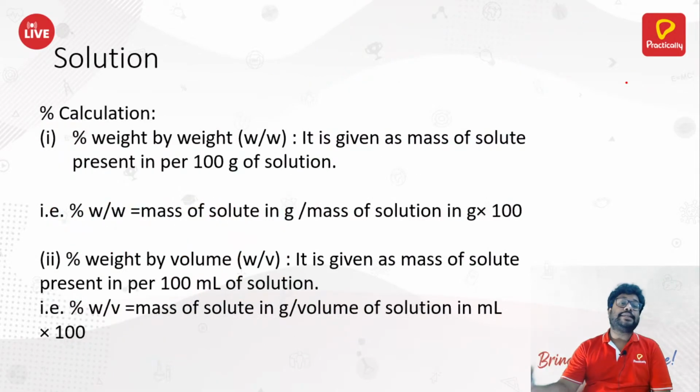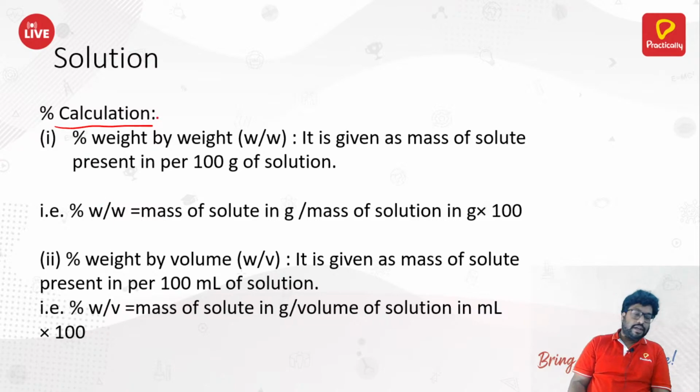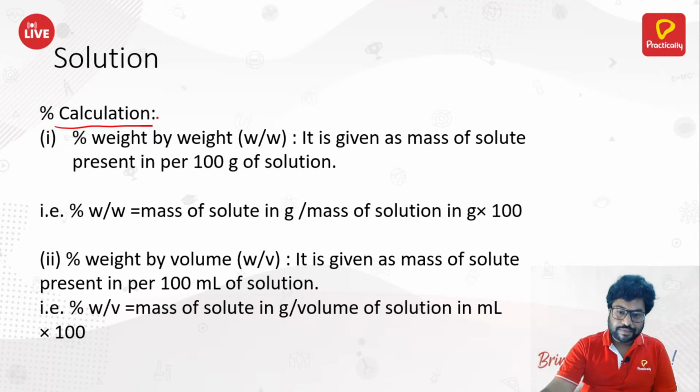Now, solution percentage calculation. The percentage calculations are really helpful. If you have checked packets or sachets of shampoo, soap, especially the ones with preservatives, for example tomato sauce, ketchup, or other products like Raymond's, Maggi, you will always find percentage weight by weight, percentage weight by volume, or percentage volume by volume. This term they use to express concentration. Let's look at it one by one.